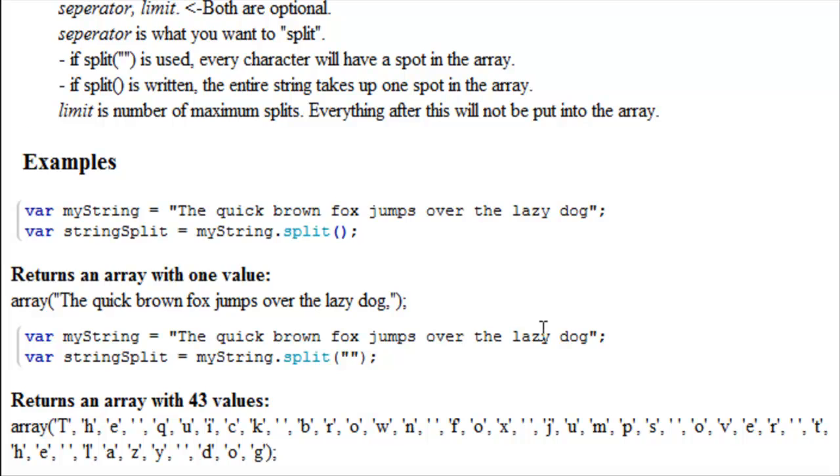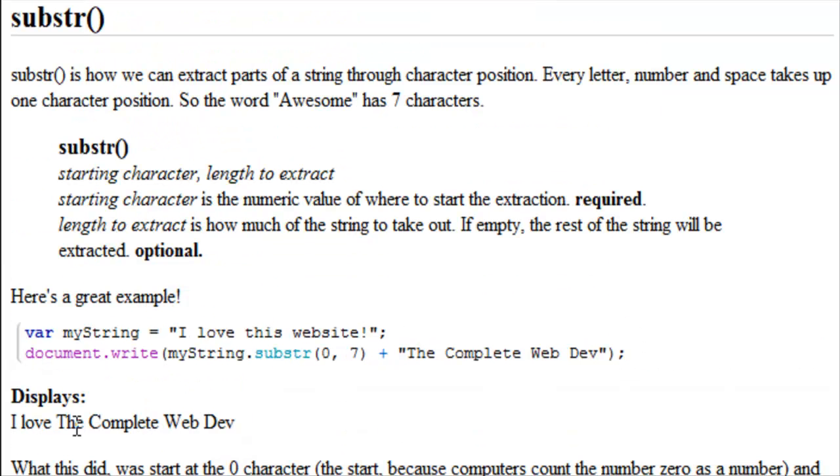You get the point. Now let's take a look at substring, or substr. Substring is how we can extract parts of a string through character position. Every letter, number, and space takes up one character position. So the word awesome has 7 characters. 1, 2, 3, 4, 5, 6, 7.